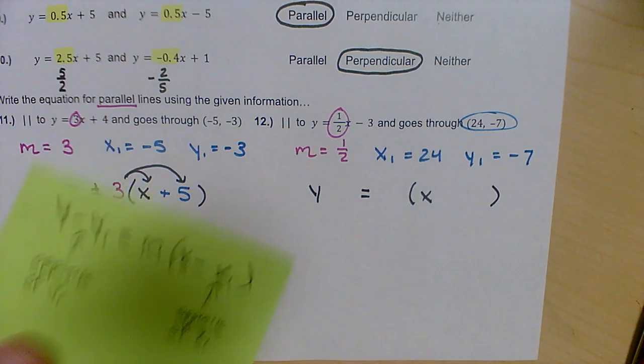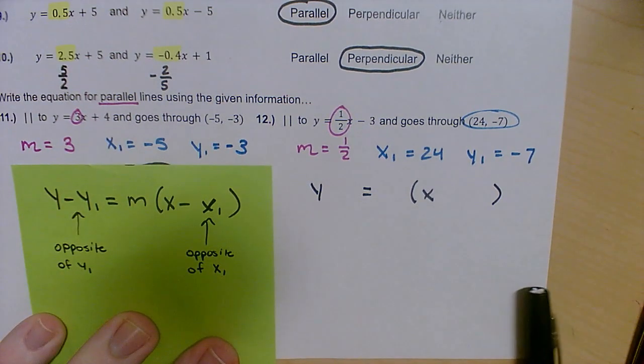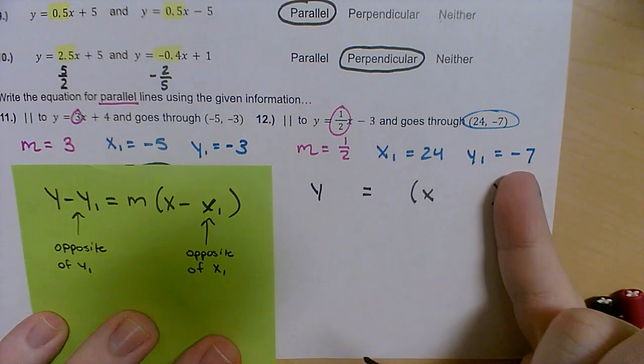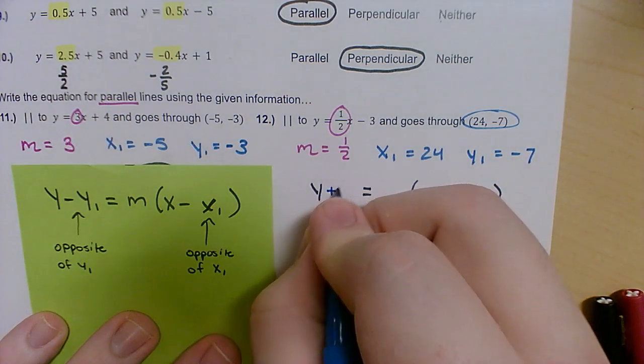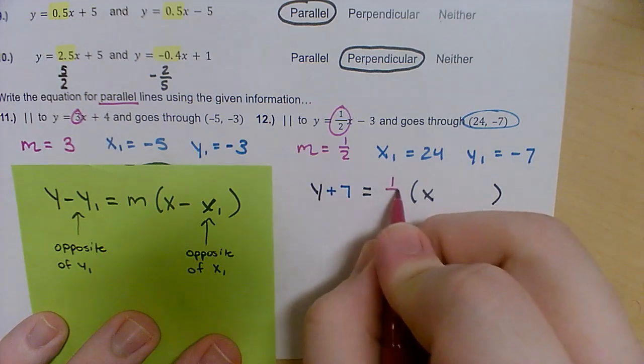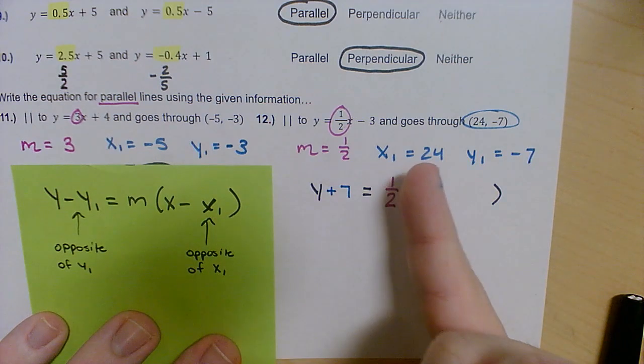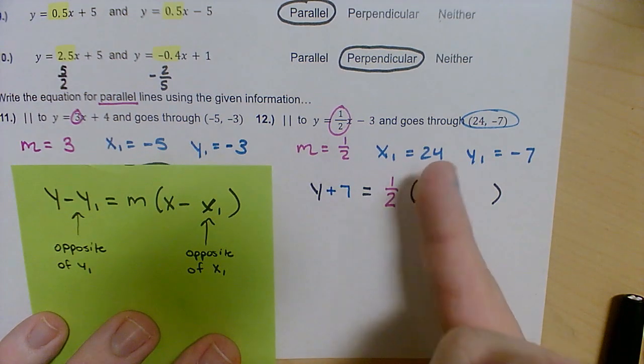So for point slope form, y minus y1 is going to be y plus 7. Change that sign. Equals m, the slope is 1/2, times x minus x1, and the opposite of the x coordinate would be x minus 24.